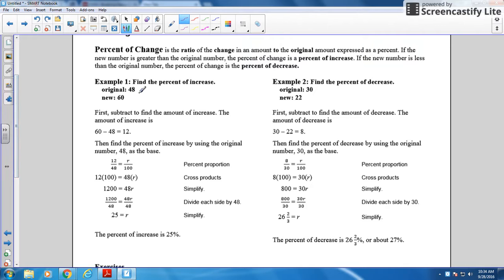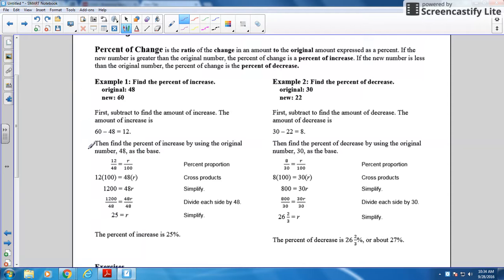If our original amount is 48 and our new amount is 60, we know that that's an increase, because to go from 48 to 60, that's an increase. To find the amount of change, we'll just subtract large number minus small number, and we get 12. So the amount of change is 12. So we set it up as a ratio. The amount of change is 12.